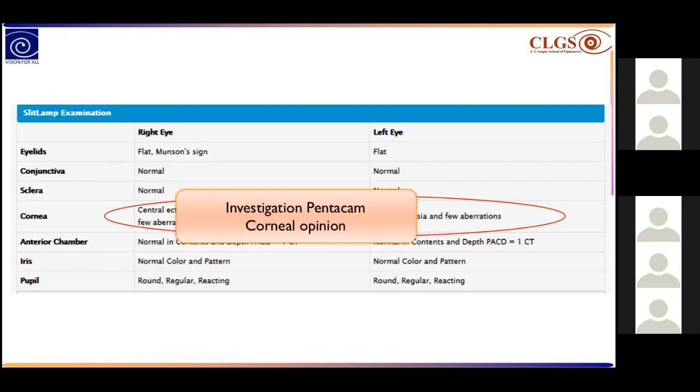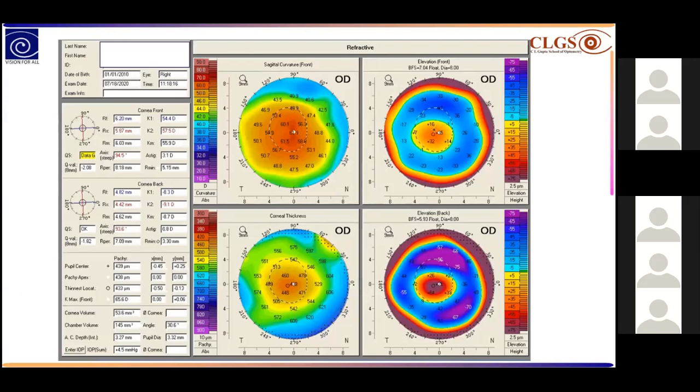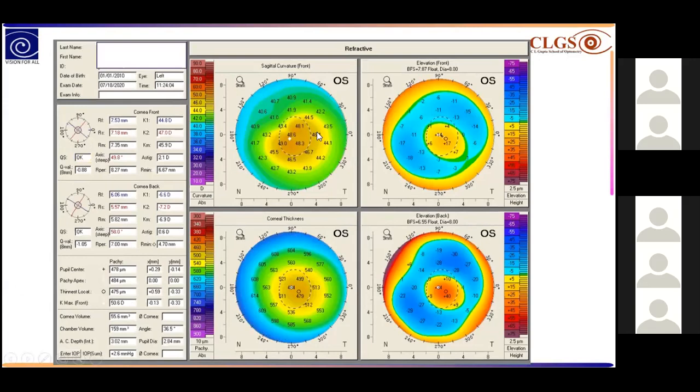So the patient was sent for the Pentacam and the cornea opinion in the same visit. This is the Pentacam report of the right eye, which shows central nipple cone type keratoconus basically, and the left eye also shows central cone keratoconus. I think maybe this is mild or moderate type of keratoconus.